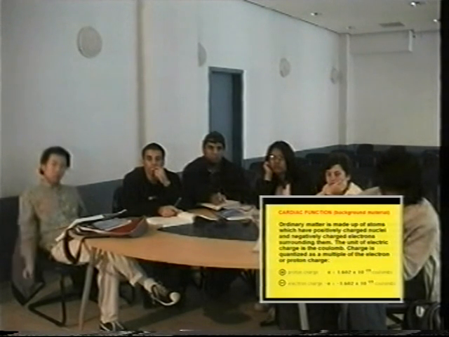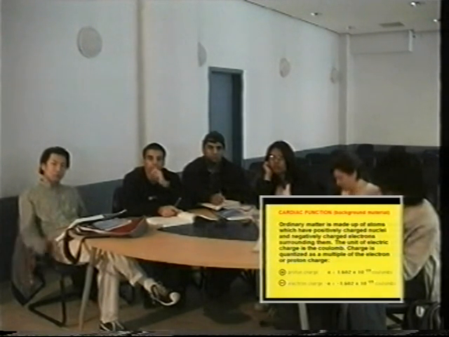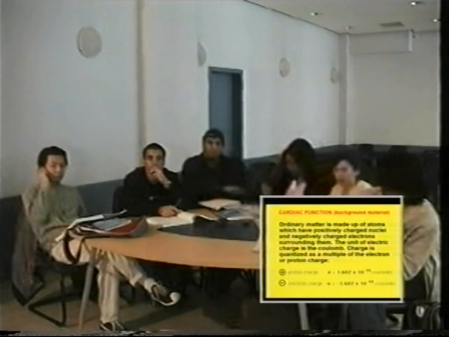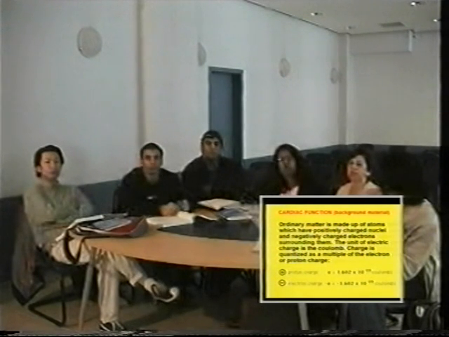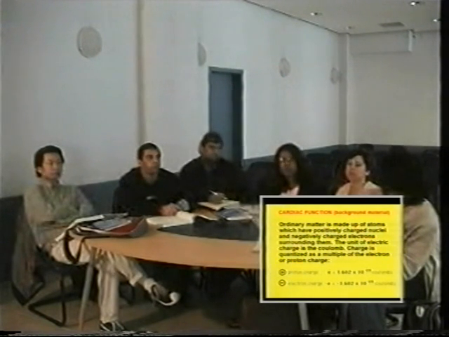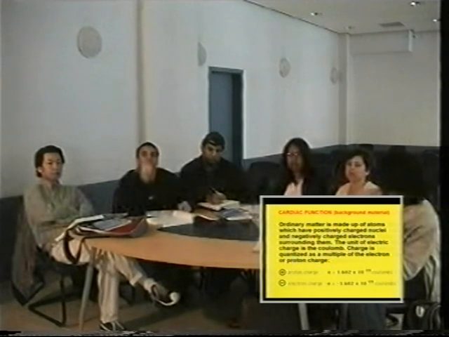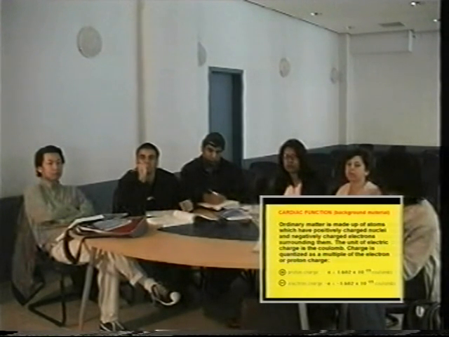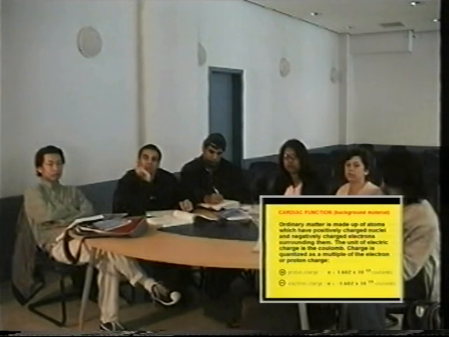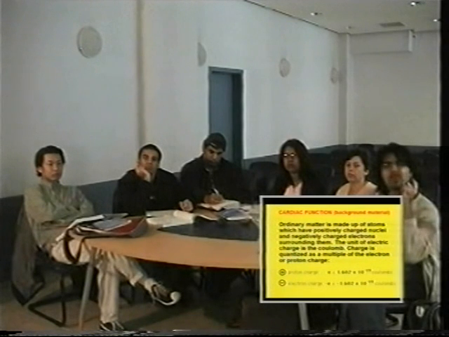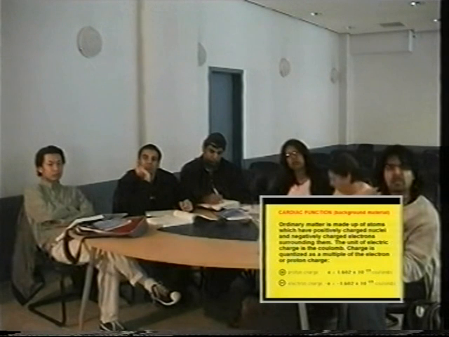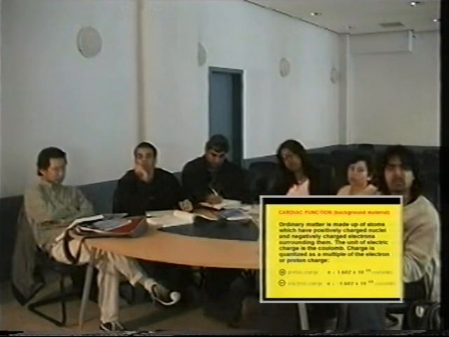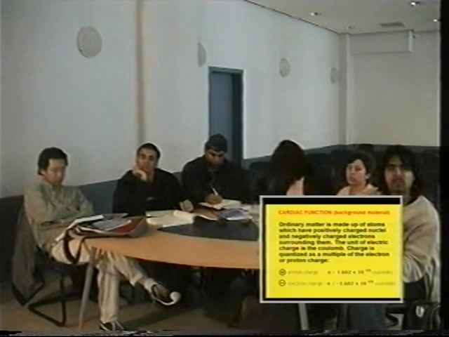Now, matter is ordinarily made of atoms, and these have positively charged nuclei and negatively charged electrons. Basically, what you should remember is that the unit of electric charge is the coulomb, and it is quantized in terms of chemistry. The coulomb is made out of electrons or protons, and electrons are what run inside the cables and wires that we get electricity from.